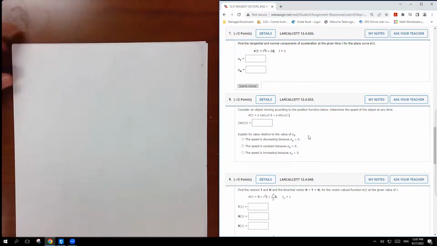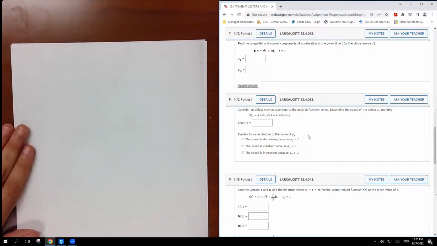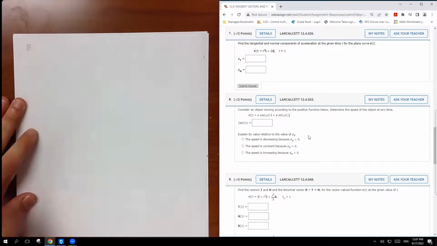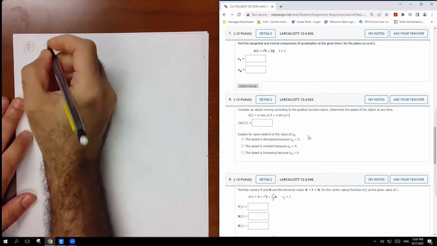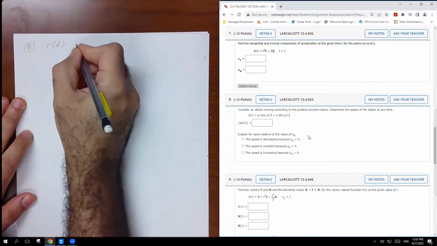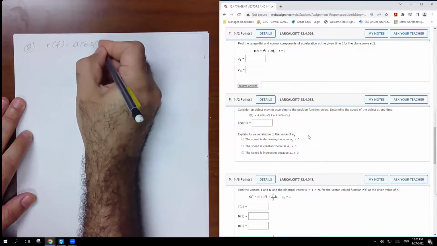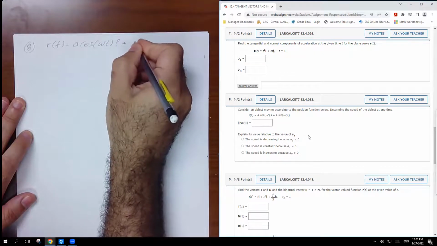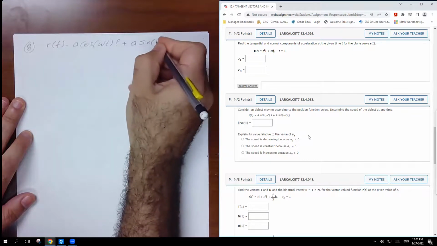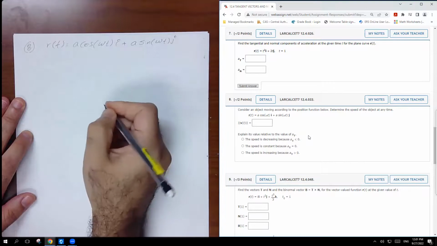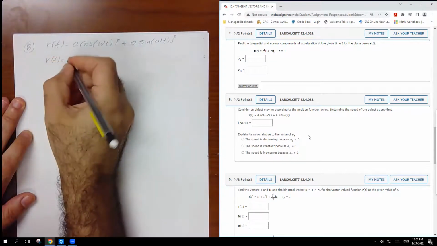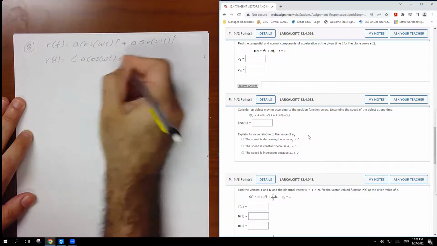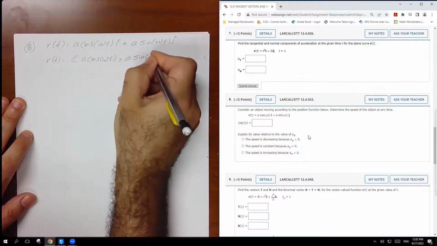Number 8. Sorry, number 8 or 9. Yes, number 8. r of t is going to be a cosine omega t i plus a sine omega t j. That means r of t is going to be a cosine omega t and a sine omega t.